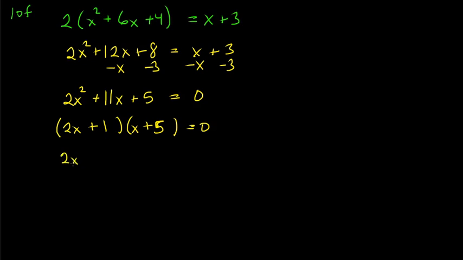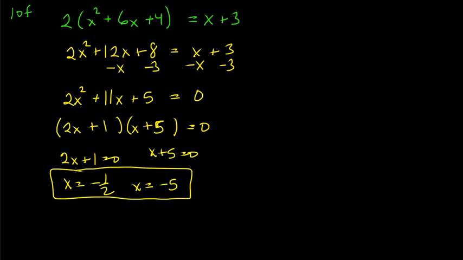So 2x plus 1 equals 0 gives us x equals negative 1/2, and x plus 5 equals 0 gives us x equals negative 5. And so those are the two solutions for part F.